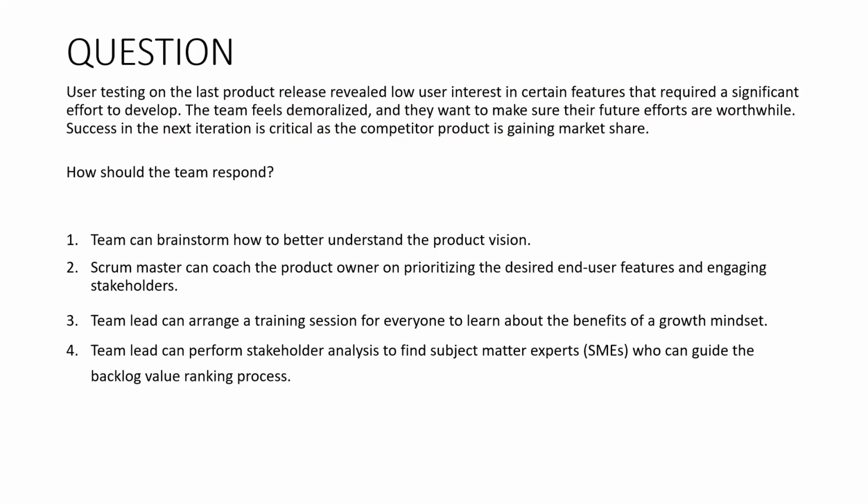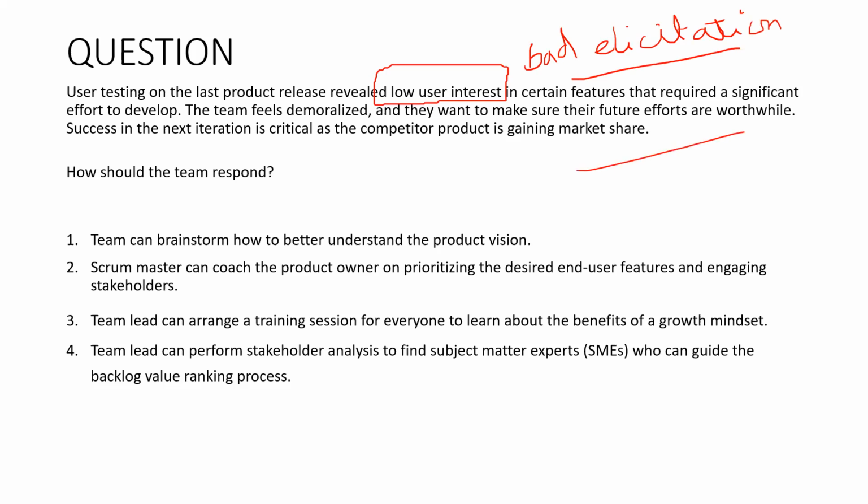If you look at what has gone wrong in this part of the situation, the thing which has gone wrong is what? Low user interest. And low user interest happens because of bad elicitation or requirements collecting. You did not prepare the stakeholder register well, you did not collect the requirements well, and ultimately what has happened? Or maybe you have collected the requirements, but if you remember, you were unable to prioritize them.